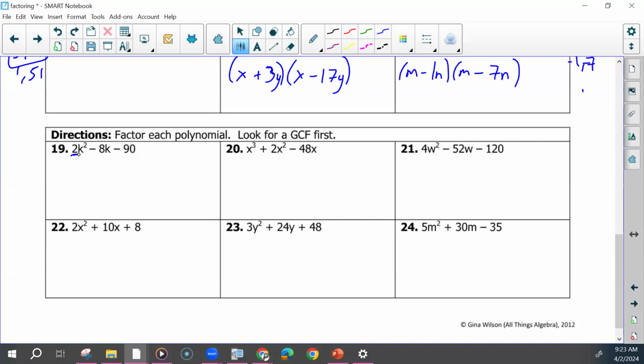So could I divide each of these by 2? Yes. So then 2 is our GCF. We're going to divide each number by 2. What would be left?